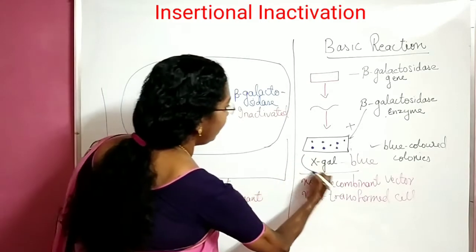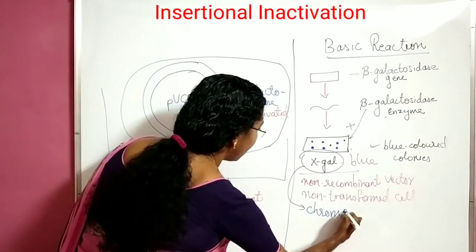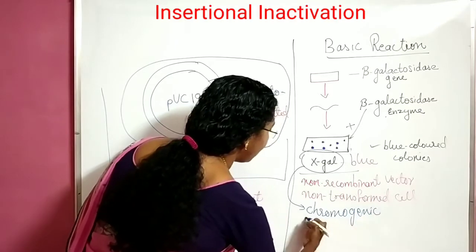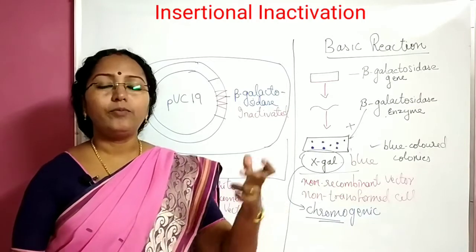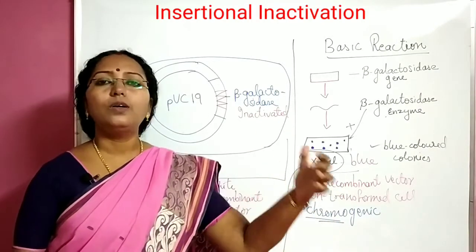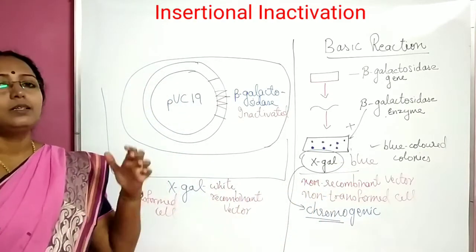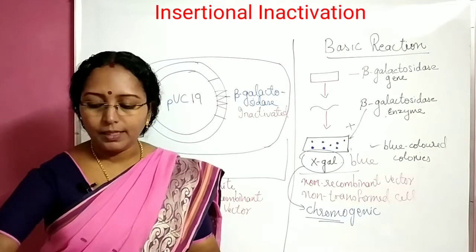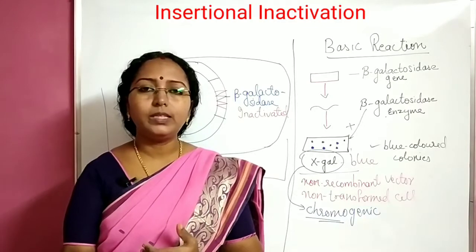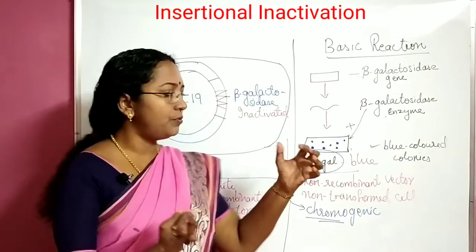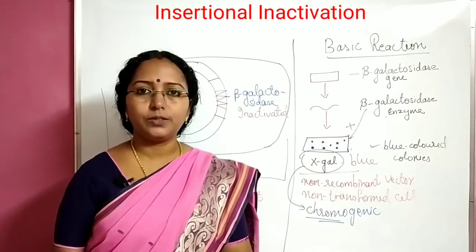This is X-gal, here acting as a chromogenic substrate. Chromogenic means it can change its color, and with the change in color, blue or white, I can understand whether the cell is transformed or non-transformed. If it is blue, non-transformed. If it is white, very clear, it is transformed. Okay, so here I have told the concept of insertional inactivation by taking the example of a chromogenic substrate X-gal and this particular gene beta-galactosidase.